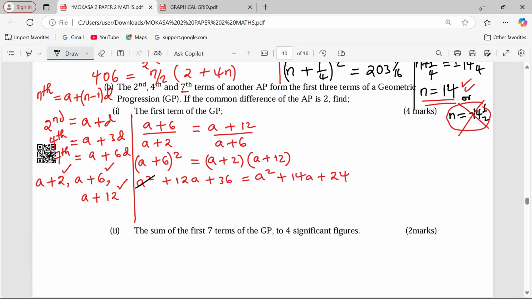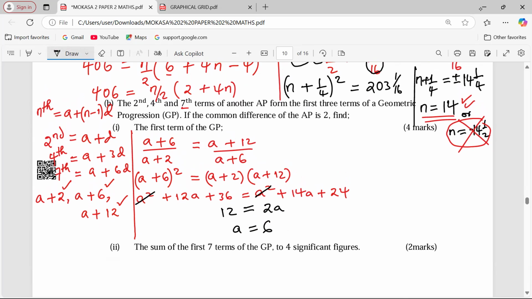A squared and A squared, they cancel one another because when you take one to the other side, they will just neutralize one another. Then this is 2A because of 14 minus 12. And when we take 36 minus 24, we get 12. So the value of A can simplify to 6. The value of A is 6.